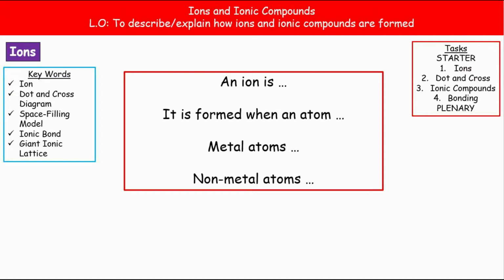Whereas the non-metal atoms on the right-hand side of the periodic table do the opposite. They're going to gain electrons, and so therefore they've got a negative overall charge because there are more electrons in their structure than there are positive protons. So what I'd like you to have a go at doing is finishing off those 4 sentences for me. So I'm going to give you just another 2.5 minutes to do that.